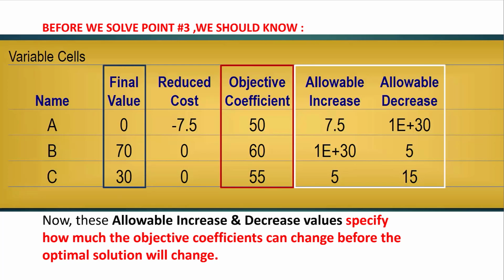So what does this mean? This means how much the objective coefficient can change before the optimal solution will change. So how much can the objective coefficient, for example 50, 60, or 55, change before the optimal solution 0, 70, and 30 changes?